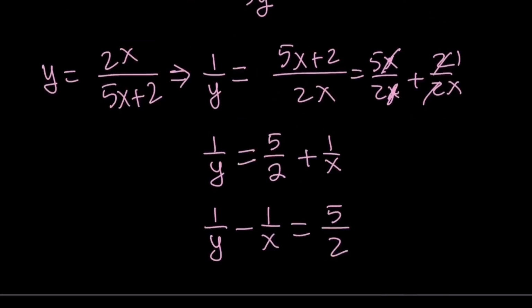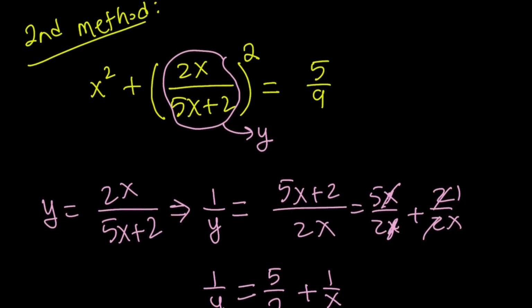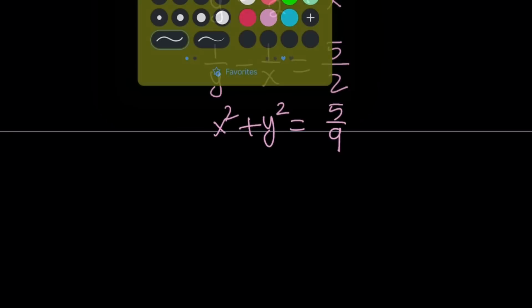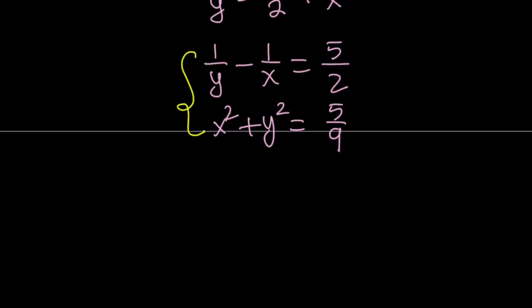And along with the other equation that we got by way of substitution, we got x squared plus y squared equals 5/9. So now we got this awesome system, right? Two variables, but this system is very, very easy to solve. So let me go ahead and introduce how we can solve this. At the end, we're going to look at the graph.